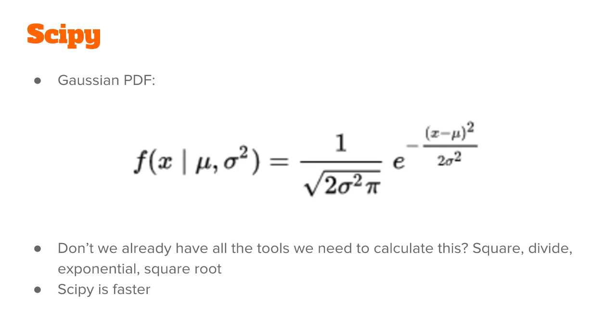Now, we already have all the tools we need to calculate the value of this function. We know how to take the square, we know how to divide, we know how to exponentiate, and we know how to take square roots. So why are we even discussing this, you might ask? Well, of course, SciPy gives us a better way to calculate the PDF. In fact, you should always use SciPy if possible, because it will be much faster.